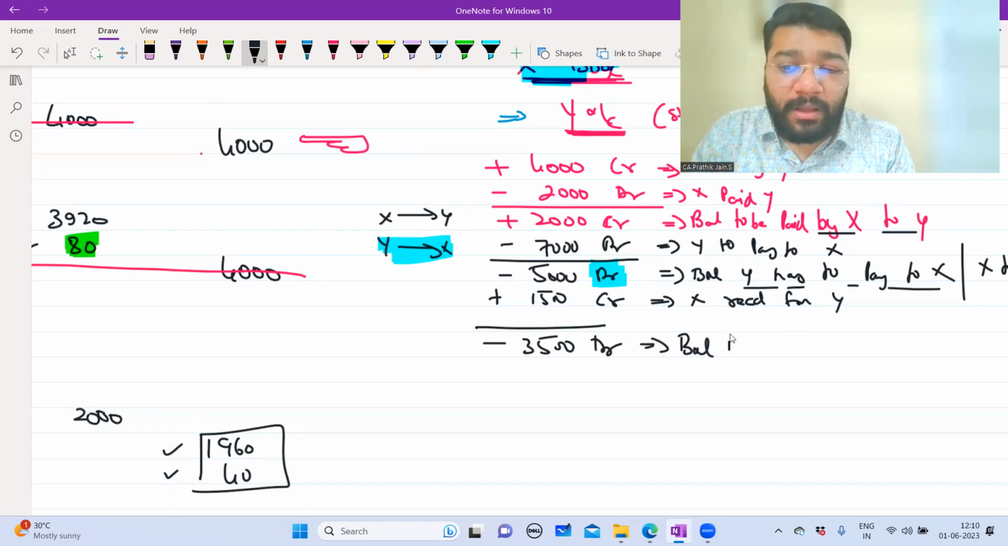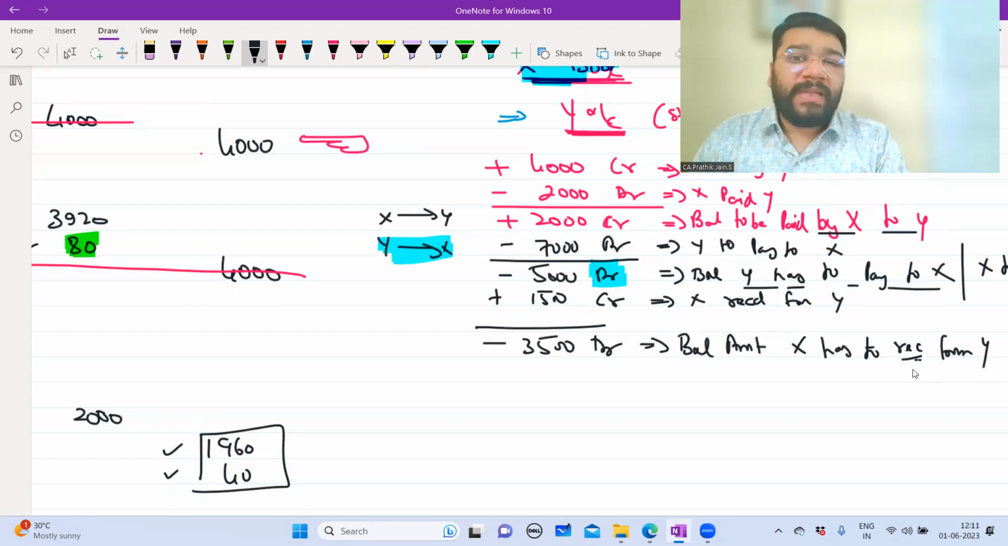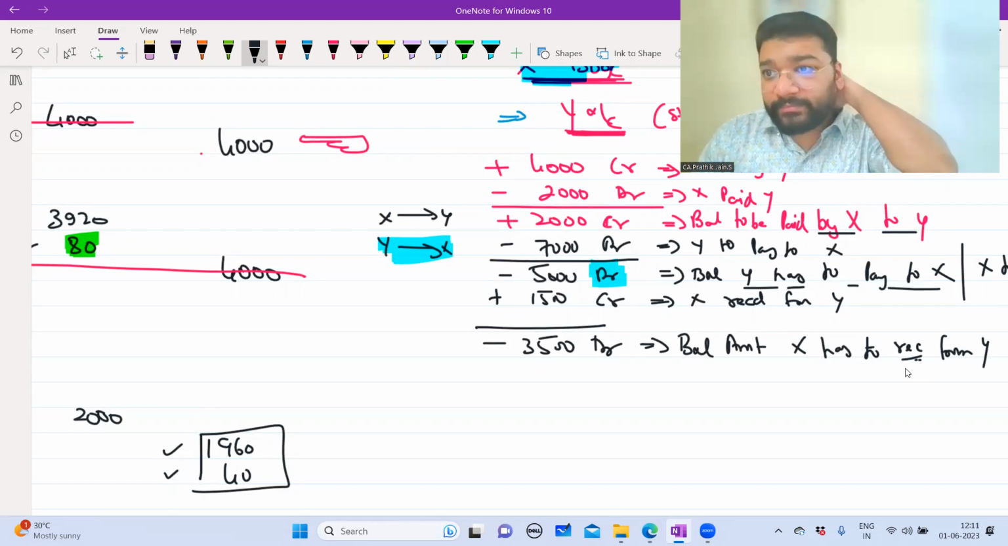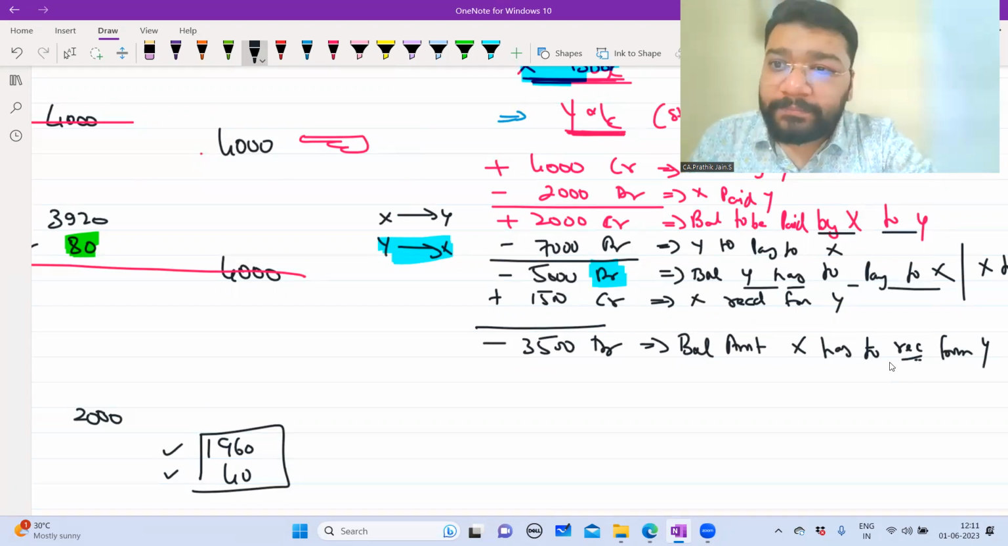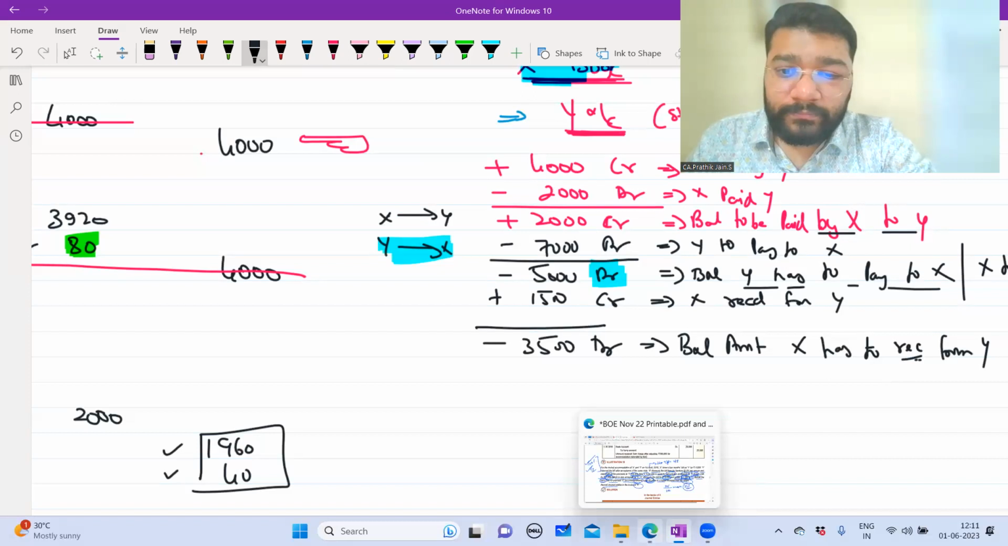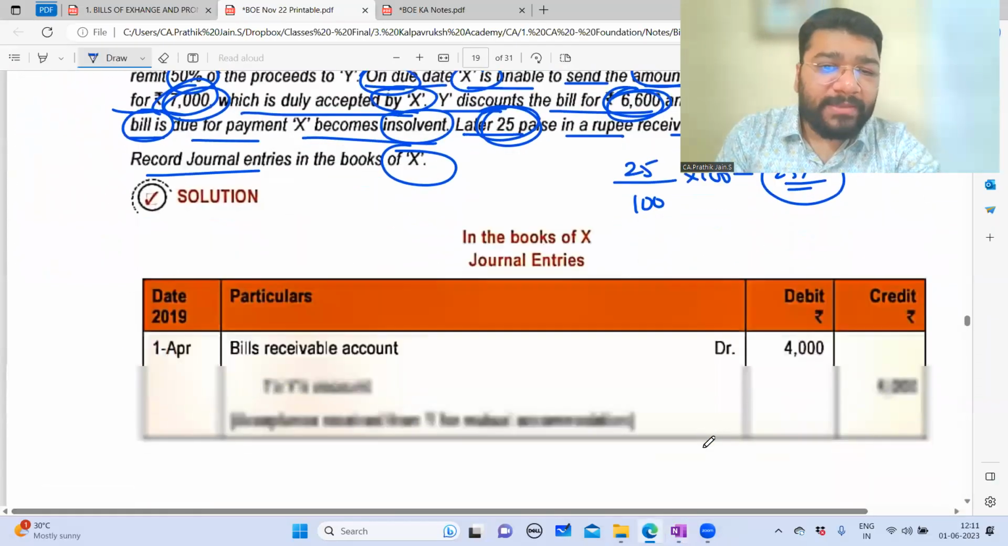Balance amount X has to receive from Y. Any problem? Guys, this statement format, are you able to understand? Hello, online people? Yes, sir. Okay, now till this, let's match if the answer is matching or not matching.